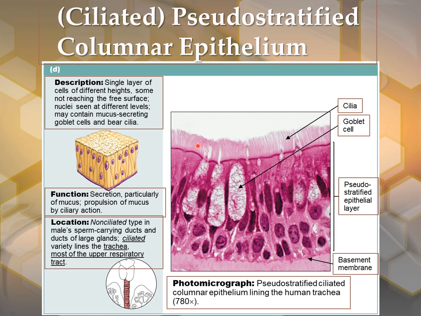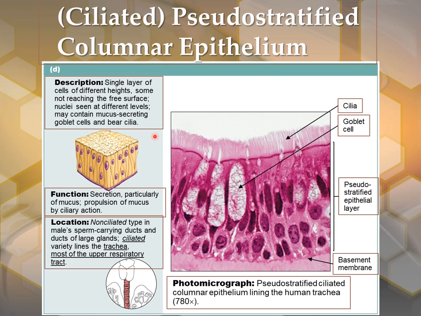And you might think, why do we want mucus in our respiratory tract? Well, say you breathe in a bunch of dust and air particles. Well, you don't want that getting into your lungs. So you trap it in the mucus, and then the cilia propels it up and into the throat where you can then swallow it so that it doesn't go into the lungs.